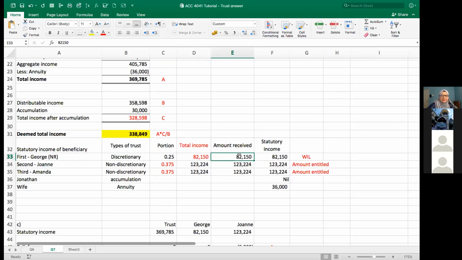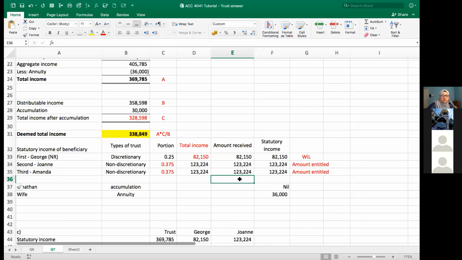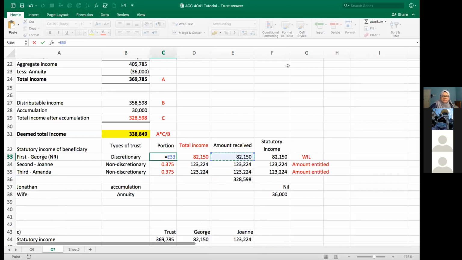The amount received is here, right? So if I were to total up this amount received, 328598. So where do we get this plus this one over this one? Right, 0.25 there. So 0.375.